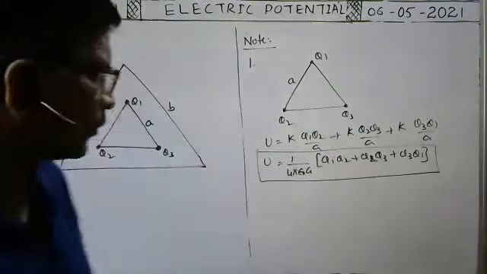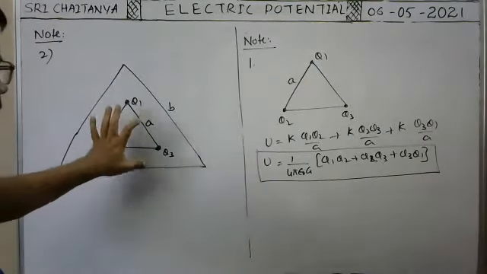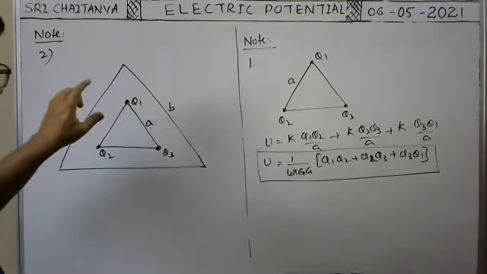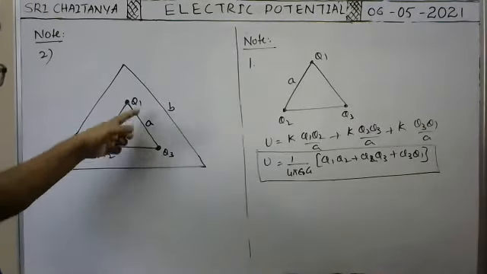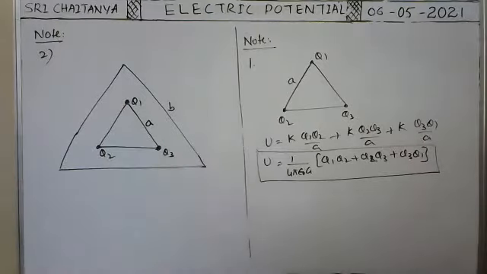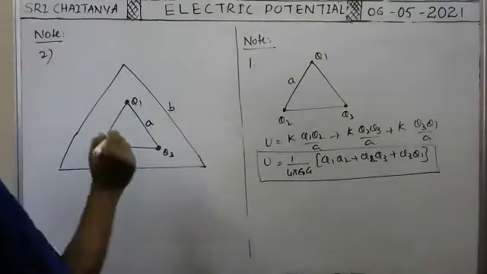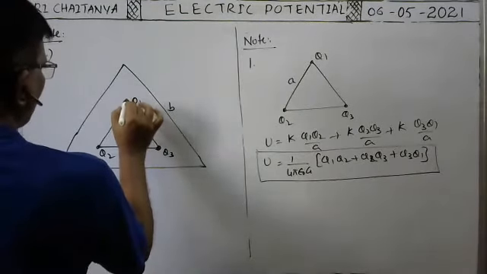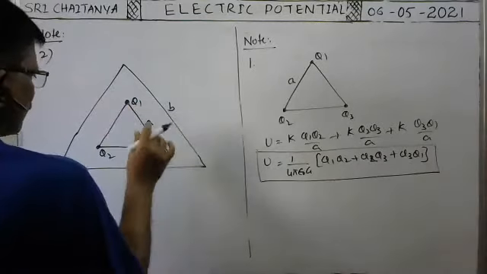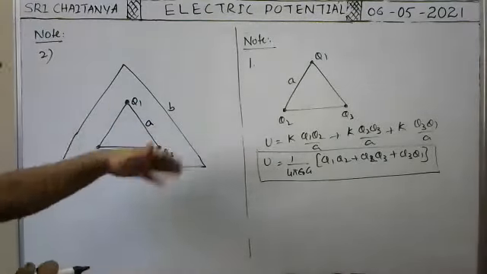Okay, right. Next note point. There are two equilateral triangles of sides A and B. At the corners of the inner equilateral triangle of side A, three charges Q1, Q2, Q3 are kept. Now, what is the minimum amount of external work to be done to move the charges from the corners of the smaller triangle to the corners of the larger triangle?